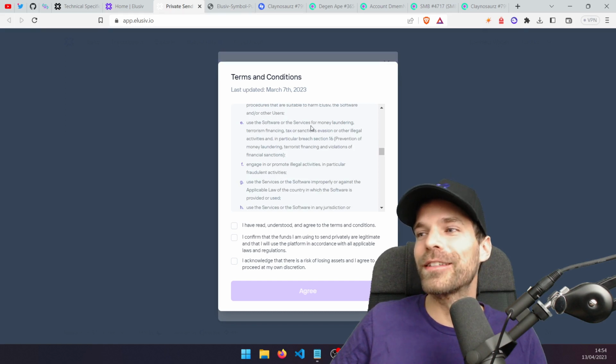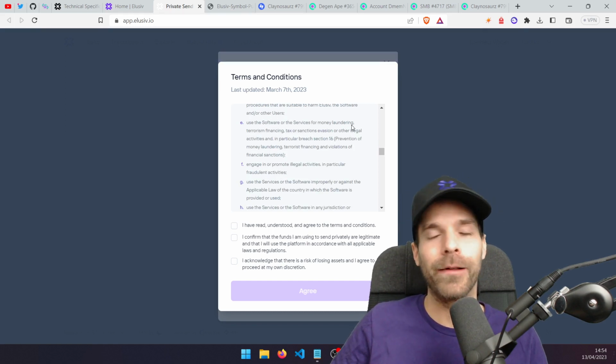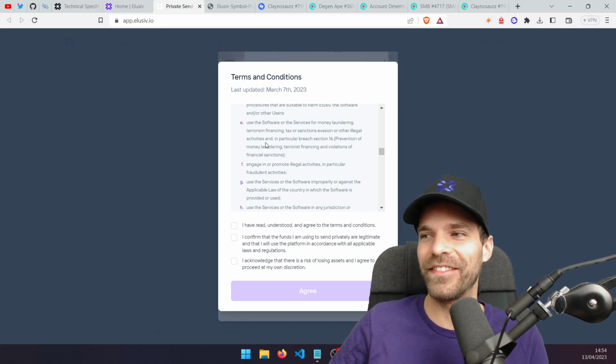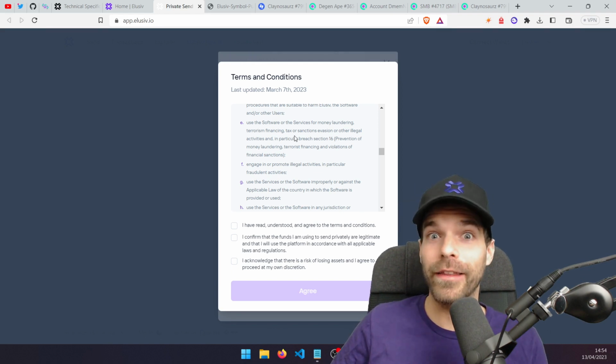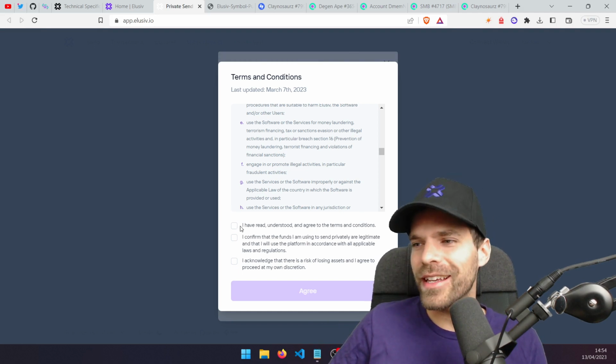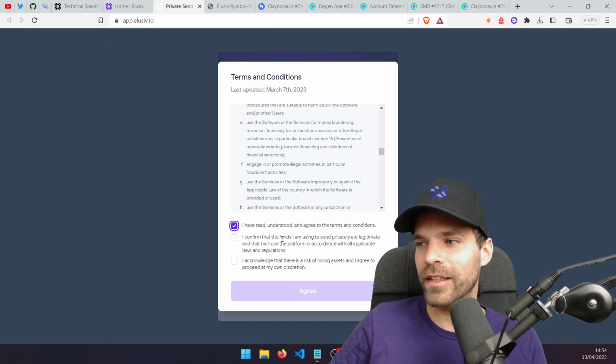We may not use the service for money laundering. Okay, sure, Elusiv. Tax or sanctions evasion or other illegal activities. Yeah, so they make it pretty clear that you are not supposed to use them for that. And you even have to say, yes, I understand. And I confirm that the funds I'm using to send are legitimate, so I didn't just steal them somewhere. And that I will use the platform in accordance with the applicable laws and regulations.